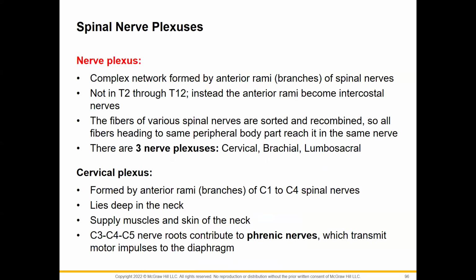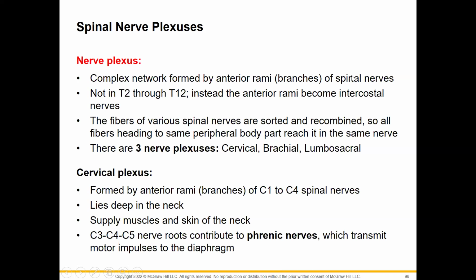Let's talk about nerve plexus, or nerve plexuses, plural. A nerve plexus is a complex network of nerves formed by the anterior rami. A ramus is a branch, so the anterior branch of the spinal nerve.